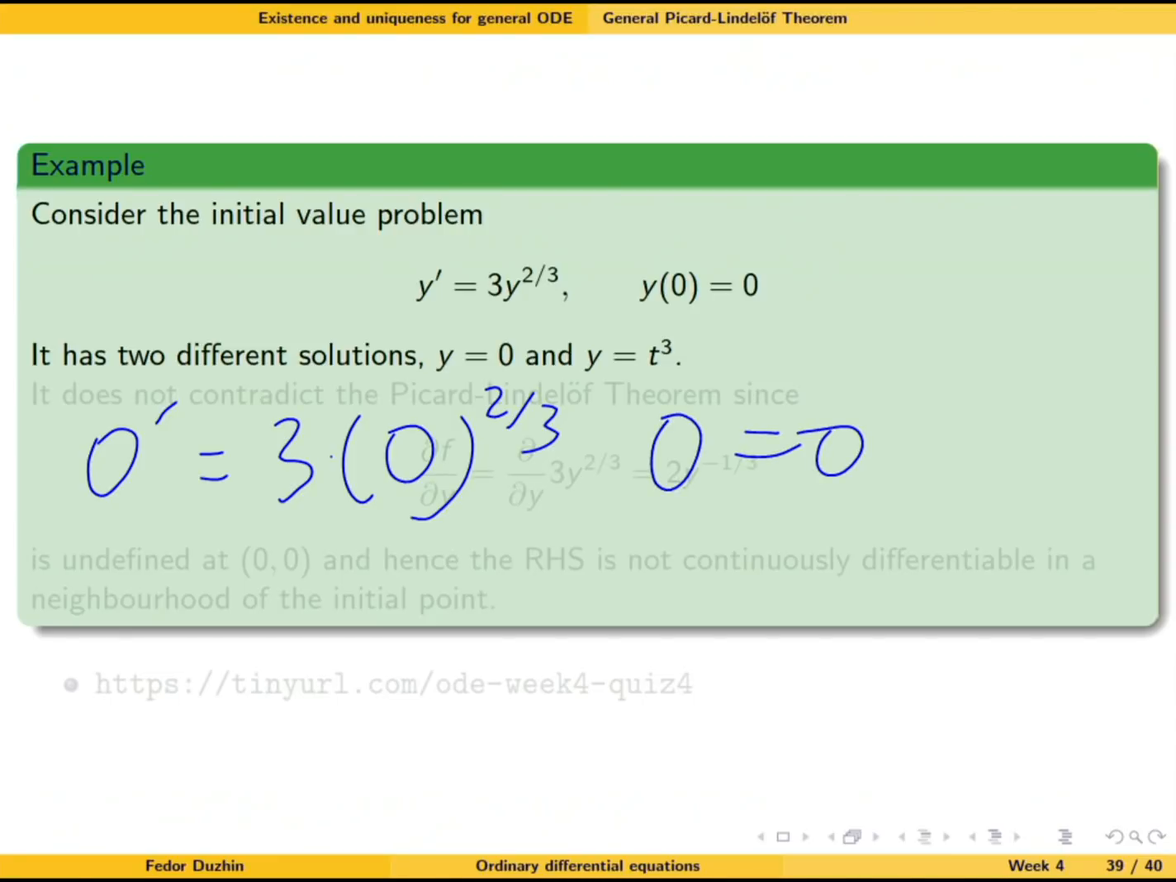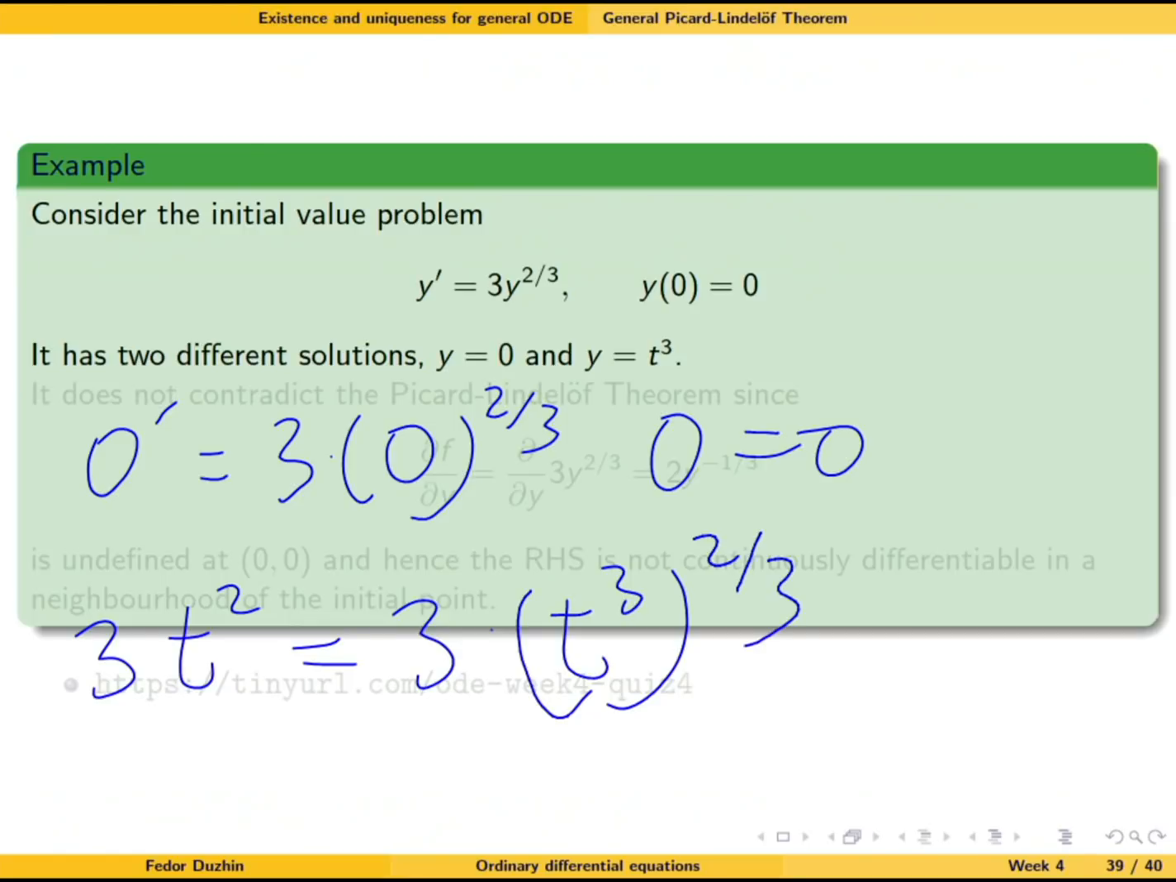Okay, how about t cubed? So the left hand side is 3t squared. The right hand side is 3 times y to the power 2/3. So t cubed to the power 2/3, and here 3 cancels out, so 3t squared, correct. So it seems like we have a contradiction. So this initial value problem has two different solutions.